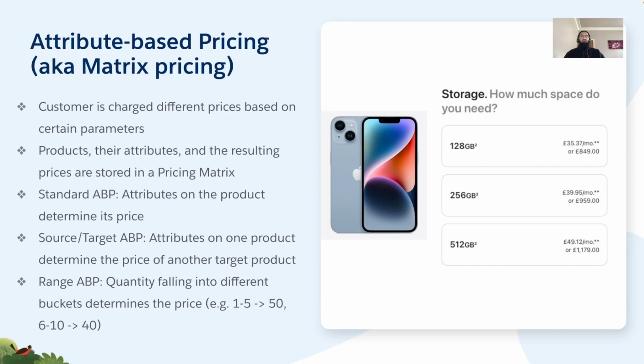And in Enterprise Product Catalog, three types of matrix-based pricing are supported. Here in this example, this is what we call a standard pricing matrix, where depending on the attribute, a price is given. Another option is source and target, where the target price will be based on the source product. Another option is range matrix-based pricing, where depending on a certain range of values, for example quantity, if it's 1 to 20, then it's price A. If it's 21 to 50, then it's price B. So you can also apply a range-based pricing matrix.